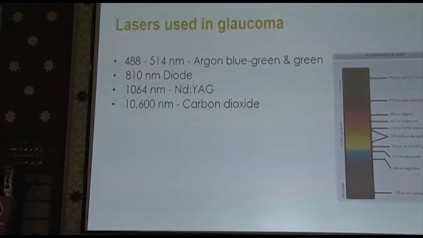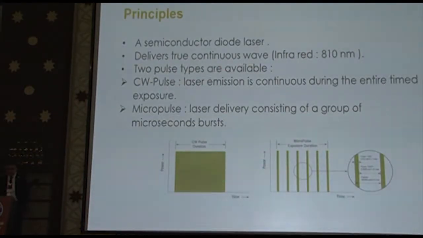Lasers used in glaucoma include argon blue-green or green laser, diode laser, Nd:YAG laser, and carbon dioxide laser. The diode laser is a semiconductor diode laser delivering a continuous wave of infrared light at 810 nanometers. Two pulse types are available, either continuous wave pulse or micropulse.